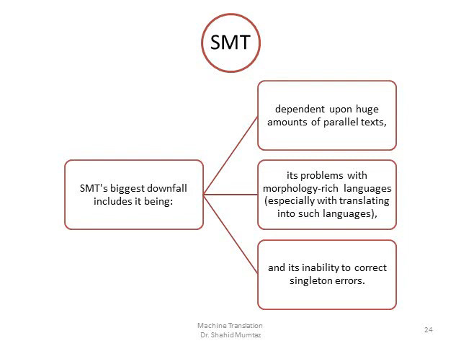SMT's biggest downfalls include it being dependent upon huge amounts of parallel texts, its problems with morphology rich languages, especially with translating into such languages, and its inability to correct singleton errors. So these are some of the challenges in SMT translation.